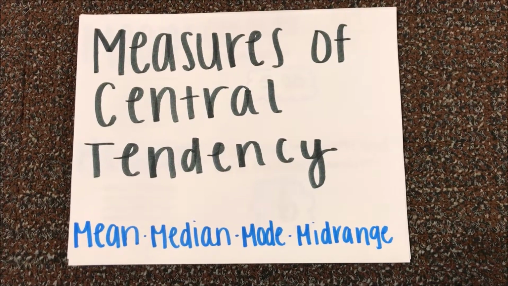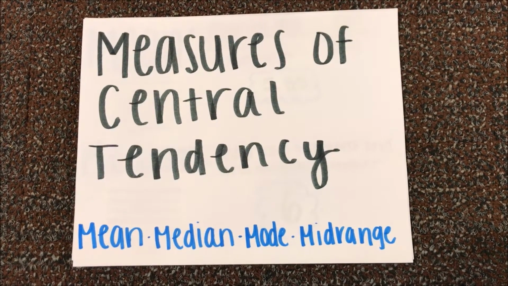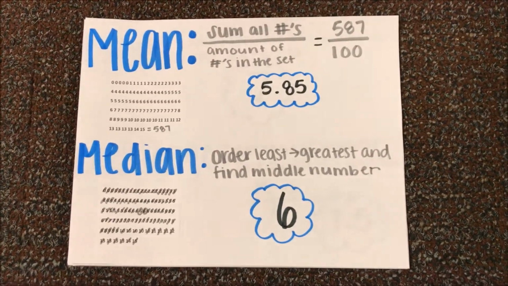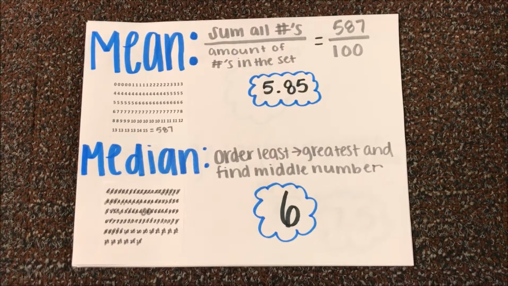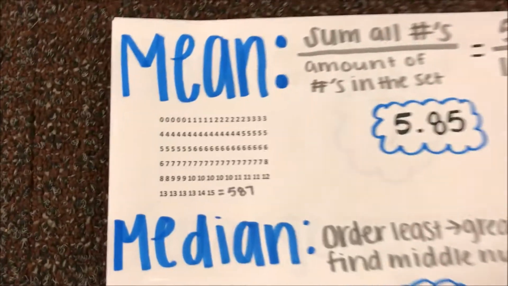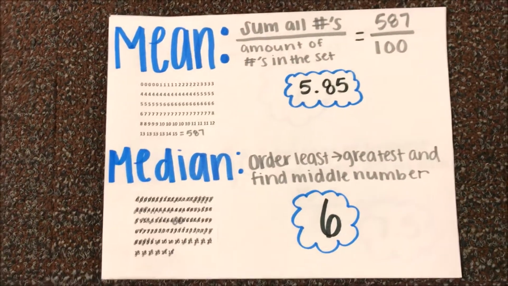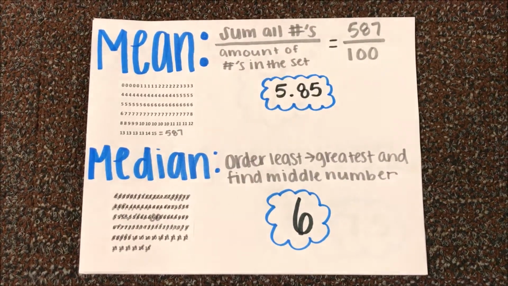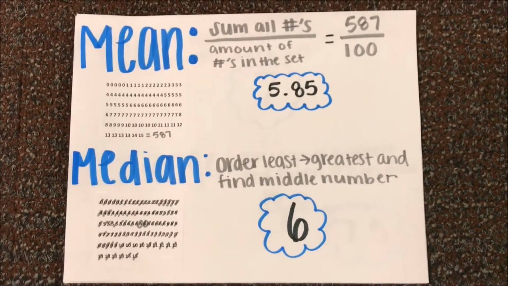Now we're going to talk about the measures of central tendency, which include mean, median, mode, and mid-range. The first measure of central tendency that we took from our data was the mean. The mean is the sum of all numbers in a data set divided by the amount of numbers in that set. When we added up our 100 numbers, it equaled 587, divided by the 100 seniors that we sampled from Panther Creek. When we did the math, we got 5.85 as our mean.